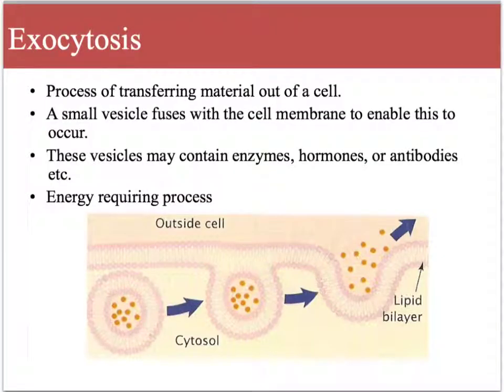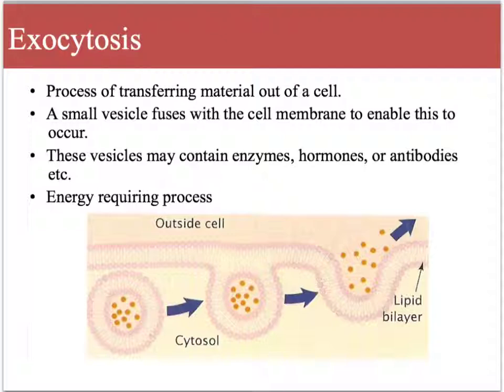So here, just looking at exocytosis again, so exo, to exit. It's a process of transferring material out of a cell. A small vesicle fuses with the cell membrane and that enables this to occur. These vesicles may contain enzymes, hormones or antibodies depending on what is actually produced within the cell.